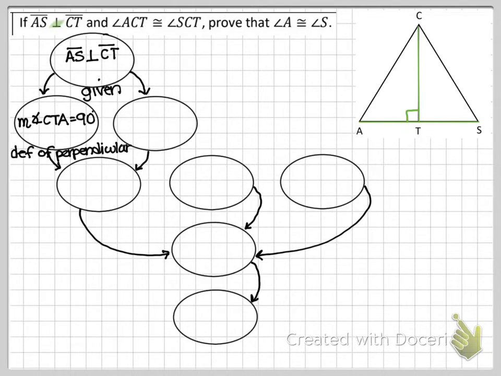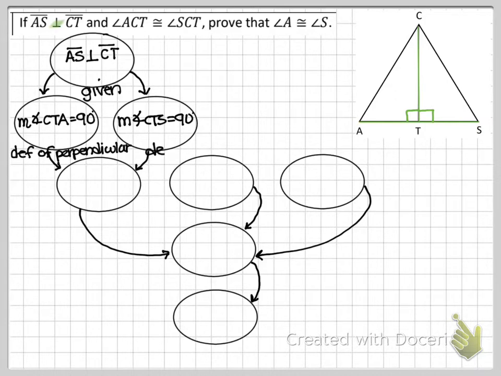Oof, getting a little tight there. Okay, now that's the left-hand side. Go back to the picture, we still need to do the right-hand side. So angle CTS, the measure of angle CTS is also going to be 90 degrees, for the exact same reason.